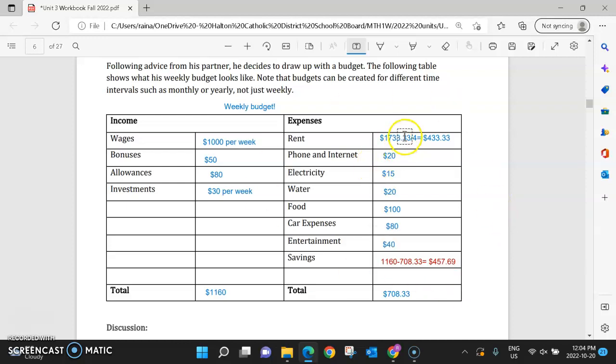All right, so it's pretty straightforward. This is a weekly budget. Like I said earlier, if you were to look at a monthly budget, you would take all of these values and multiply by 4. If you were to look at a yearly budget, think about how many weeks are in a year. There are about 52 weeks in a year, so you take all of these values and multiply by 52.